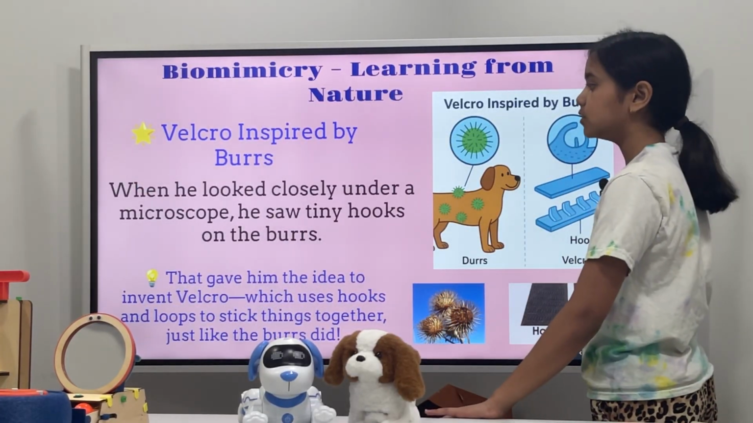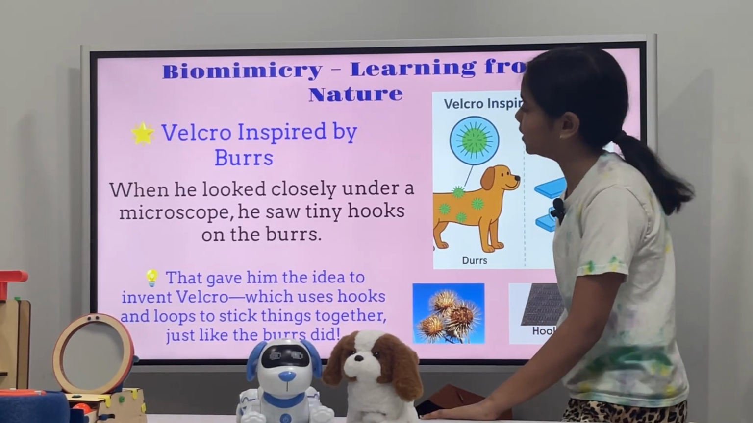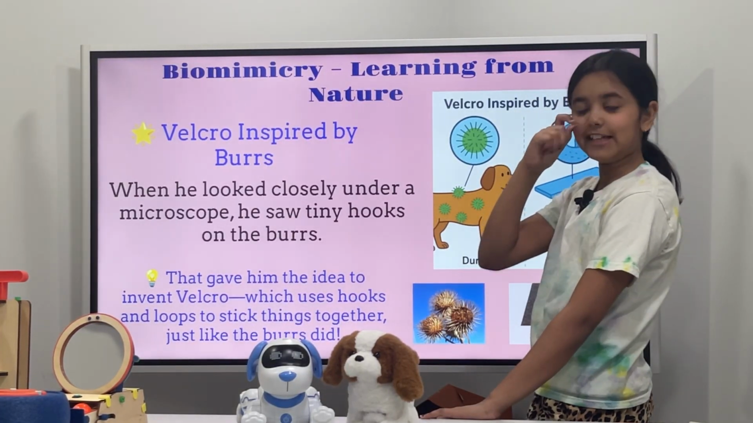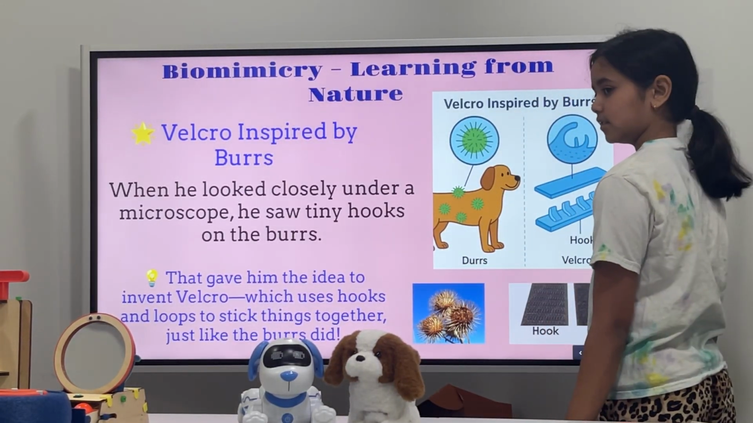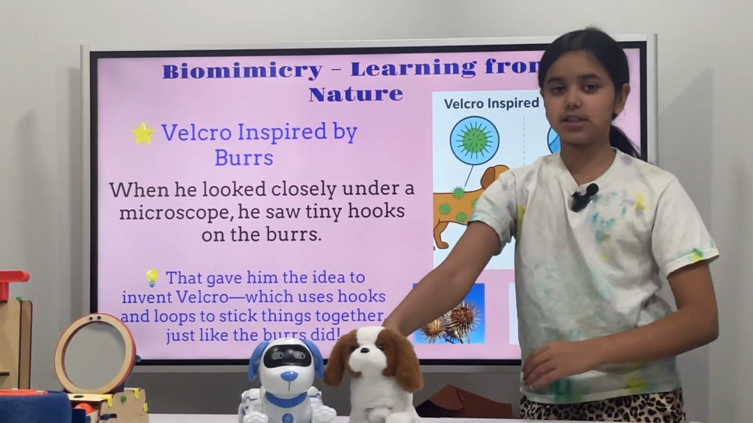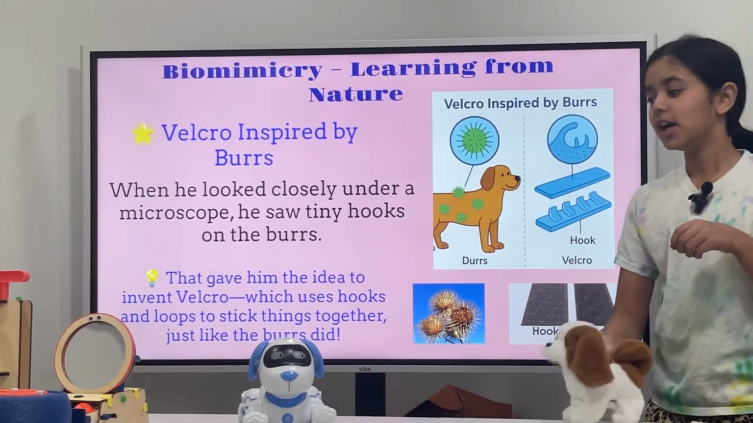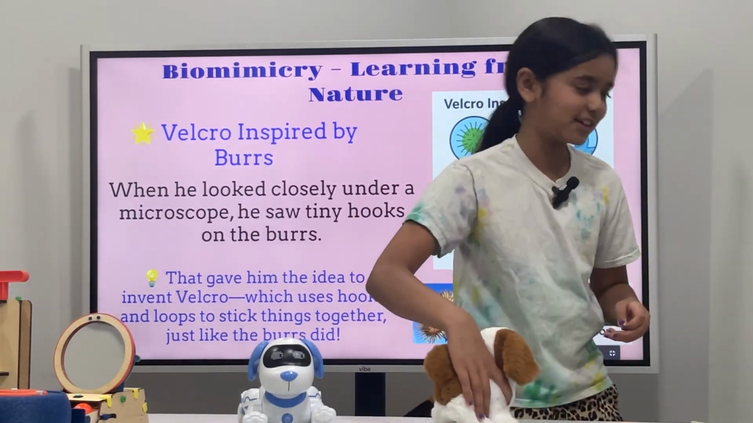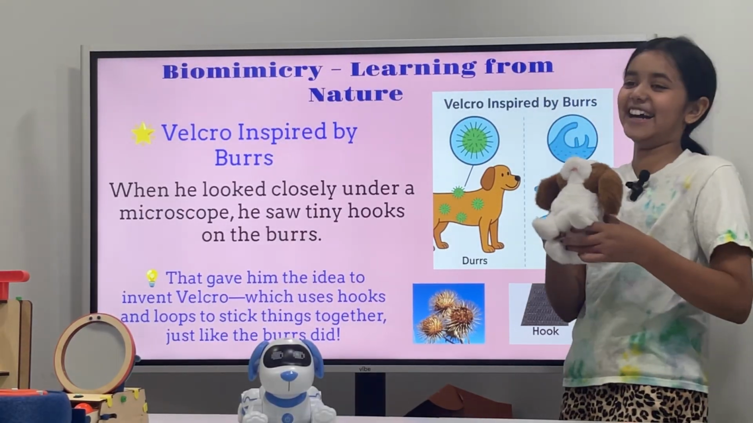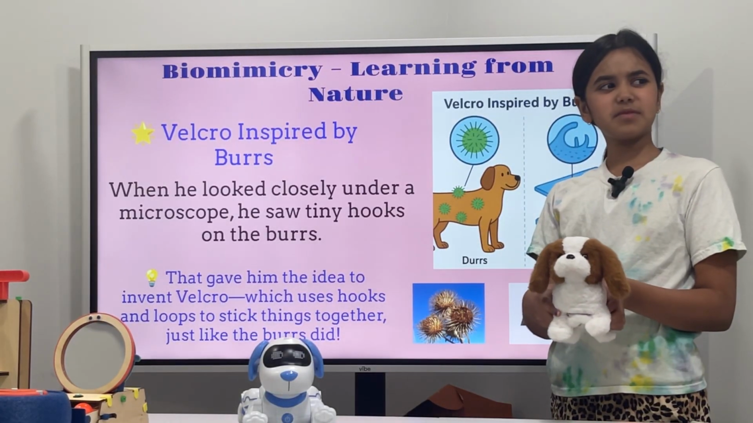So when he looked closely under a microscope, he saw these tiny hooks on the burrs. Wow. They're extremely tiny. Maybe he was curious how his dog got those burrs. He was just walking his dog, and we went to a bush and then got out, and noticed my dog had burrs. That shocked him. And then he's like, why does my dog have burrs exactly? Let's find it out.